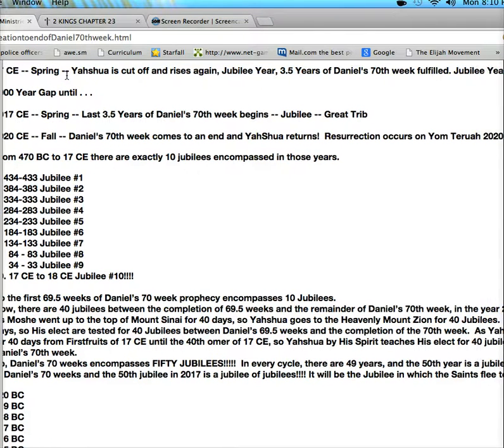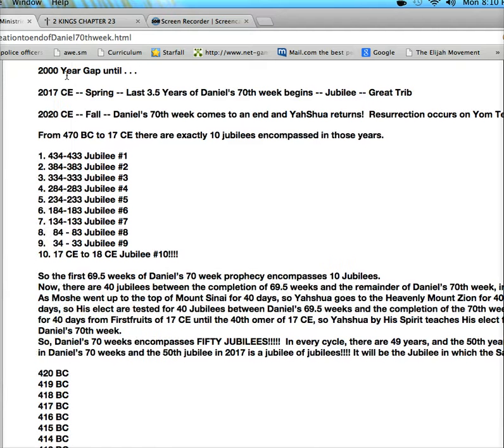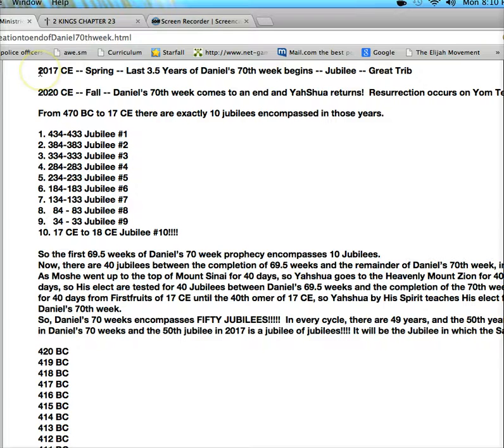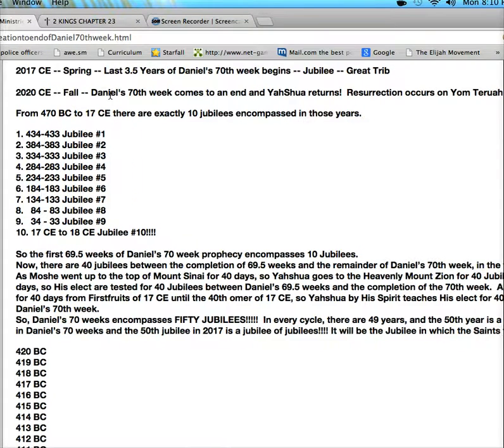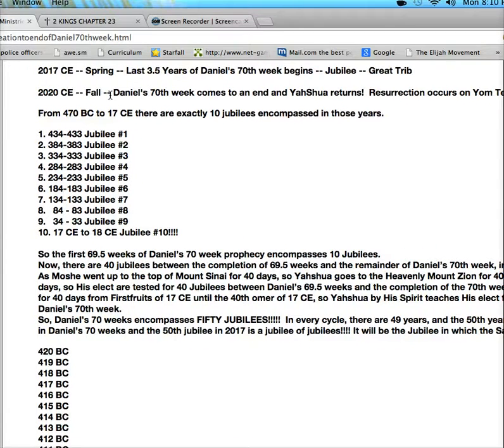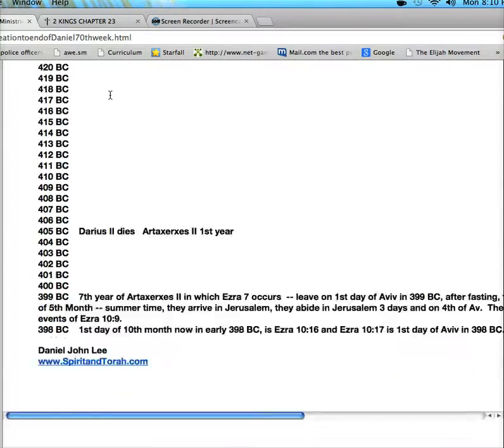rises again. And it's because of that I believe that 2017 is also a Jubilee. And after that 2,000-year gap, we have the last half of Daniel's 70th week beginning. Again, I mentioned this in my other video. And then, of course, the end of Daniel's 70th week, 3.5 years later, happens in 2020 in the fall, where Yahshua returns and the resurrection occurs on Yom Teruah, 2020 AD. So anyway, I'm not going to go through all this because I went over this in my other video.